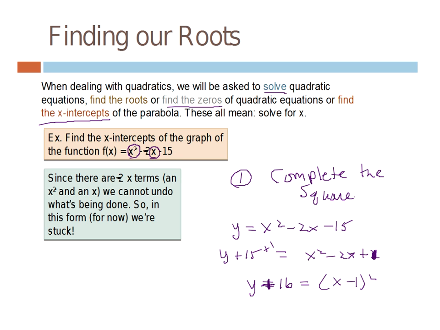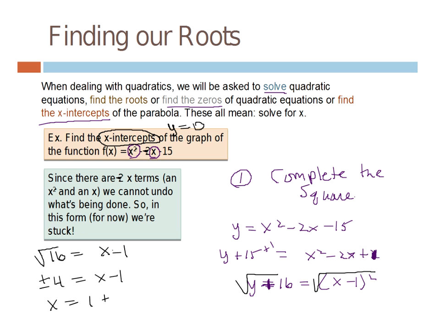Well, now I can solve this. I can undo what's being done. I can square root both sides. Now, I should say that I want to find the x-intercepts, so that means y equals 0. So now I just have the root of 16 equals x minus 1. And the root of 16 has 2 answers, plus or minus 4. I'm going to add 1 to both sides. And now this has 2 equations, either x equals 5 or x equals 3.